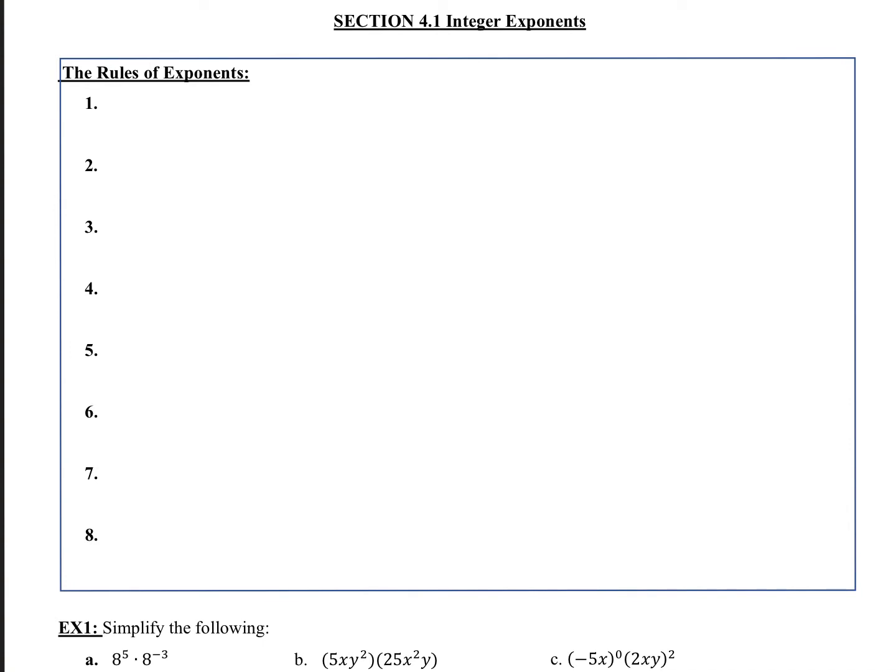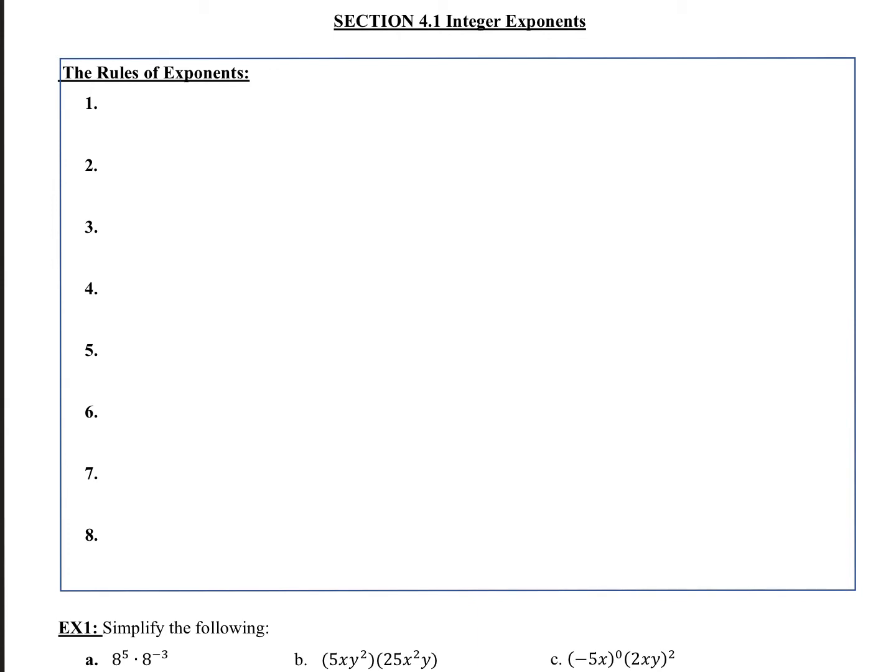Okay, so first off, more than likely you have seen the rules of exponents coming into this course, but if you haven't, this is a great time to see it, and if you need any extra help with the rules of exponents, once again, please come by my office hours. So first off, I'm just going to give you all the rules of exponents, as I'm assuming you have seen some of them by now.